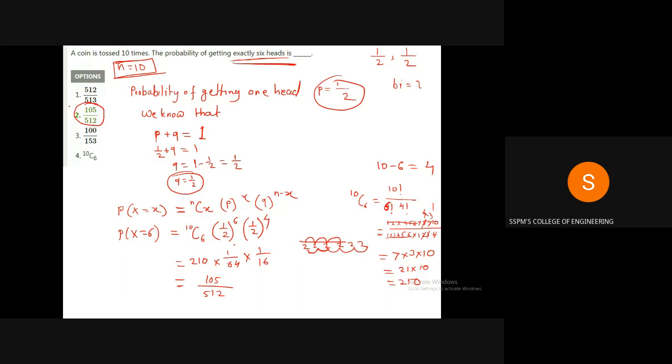Next question. Here, random variable x has the following probability distribution. So the probability distribution of some random variable is given, and we have to find the value of x. So we know, what is the property of probability?